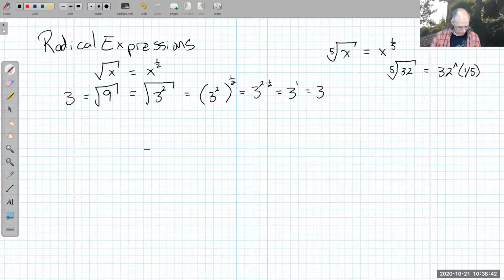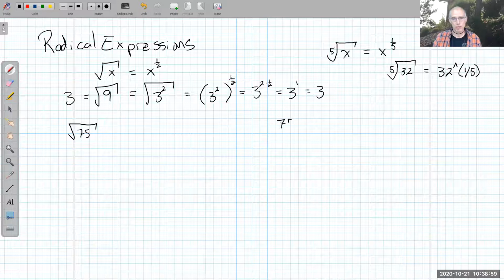So let's take a look at some other ideas. A lot of what we're going to be doing here is simplifying radical expressions. For example, the square root of 9 can be simplified to be 3. The square root of, say, 75 is a little more complicated. If I do a factor tree on 75, I can see what factors there are. 2 doesn't go into 75. 3 does go into 75 because 7 plus 5 is 12, and 3 goes into 12.